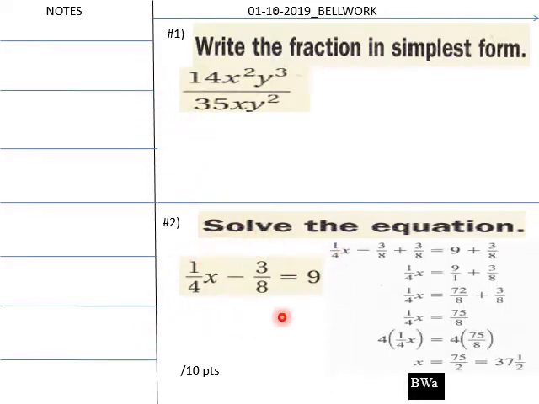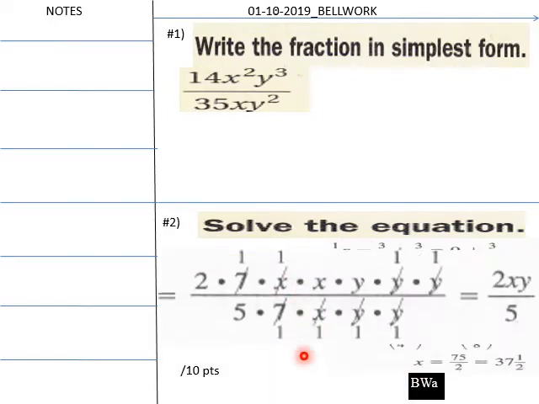And down here, first, the important thing is to move over the 3/8 to the right side and then multiply through by 4. So 72 over 8, which is 9, and then 3 over 8, they combine those. Then multiply everything by 4, and you get x equals 75 over 2, or 37 1/2, for number 2.